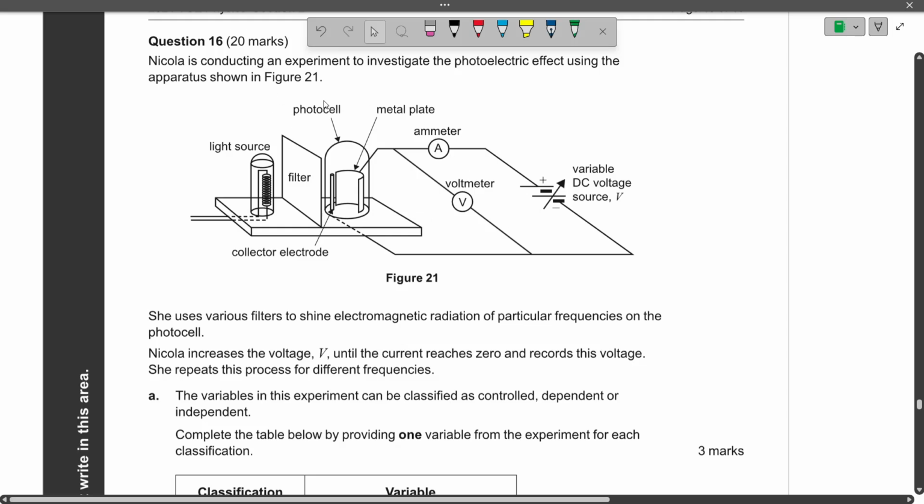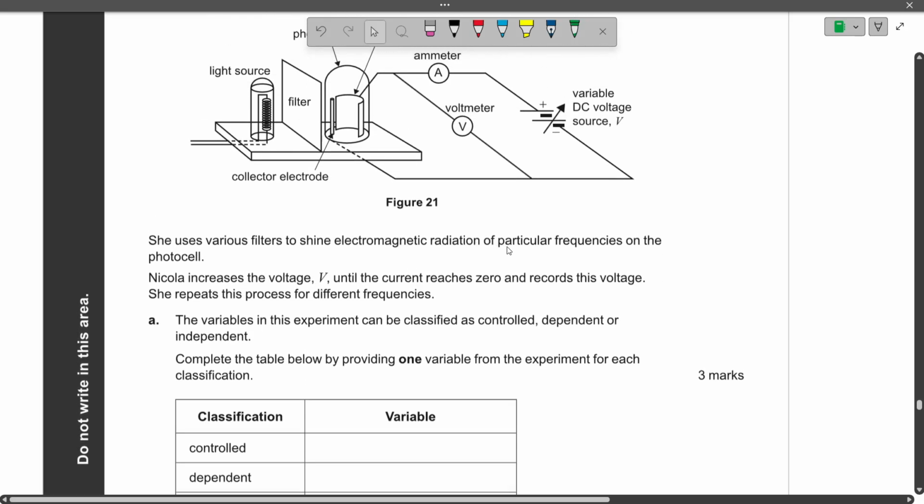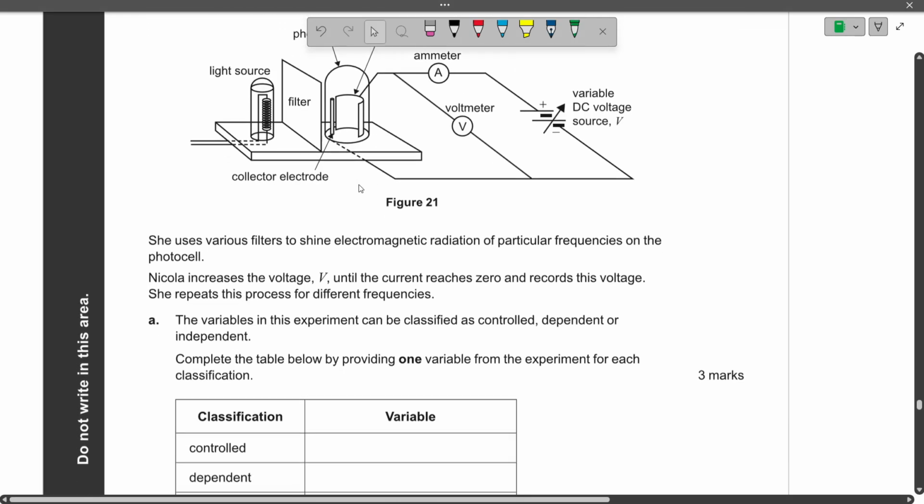Alright, question 16. Nicola is conducting an experiment to investigate the photoelectric effect using the apparatus shown. Okay, so there's your basic setup. Everyone knows what the photoelectric effect looks like. She uses various filters to shine electromagnetic radiation of particular frequencies on the photocell. So she's got a light source, stick some filter paper there, it makes monochromatic light, and then that light hits the metal plate, and then you've got your photoelectric effect happening.